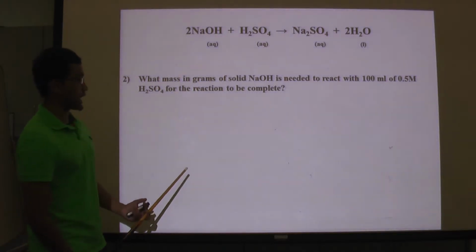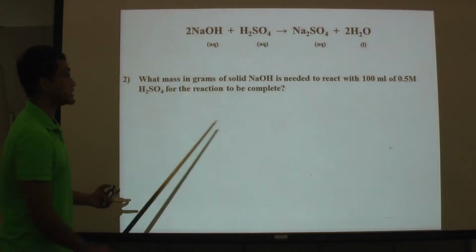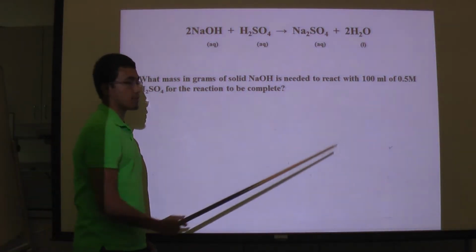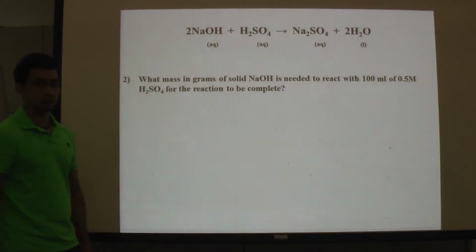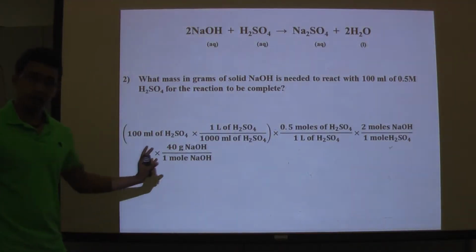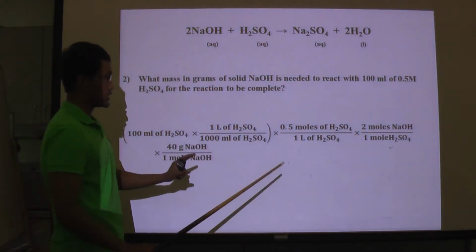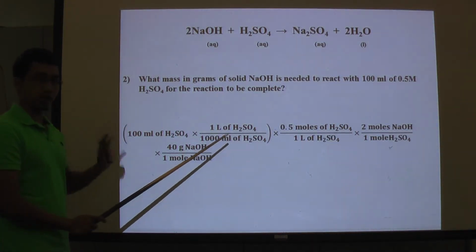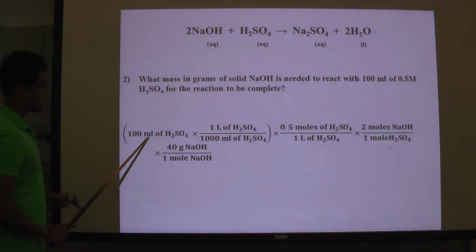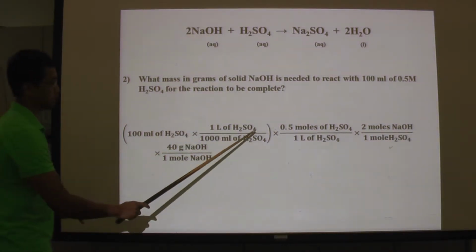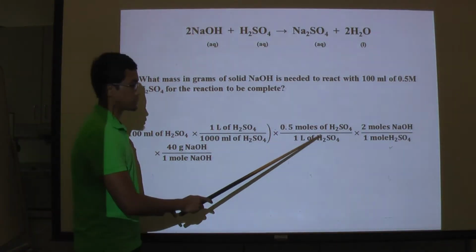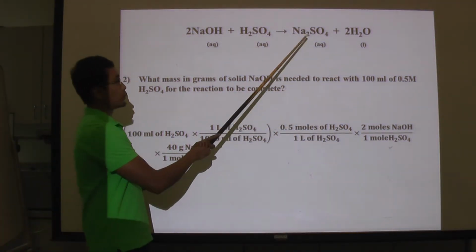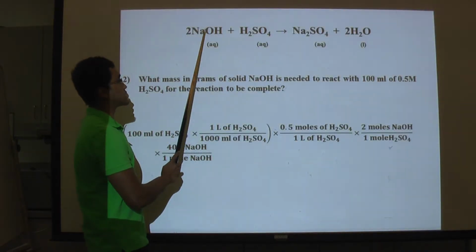What mass in grams of solid sodium hydroxide this time is needed to react with 100 milliliters of 0.5 molar sulfuric acid? So it's the same quantity, same amount that we had in the previous question for the reaction to be complete. Once again, we have to look at a bunch of ratios and a bunch of relationships to get to our final answer. The first part is exactly the same as what we had in the first problem. Over here once again, we are determining the volume in liters of sulfuric acid, then we are multiplying it with this ratio to find out the number of moles of sulfuric acid. This time, we have to determine the relationship between sulfuric acid and sodium hydroxide.